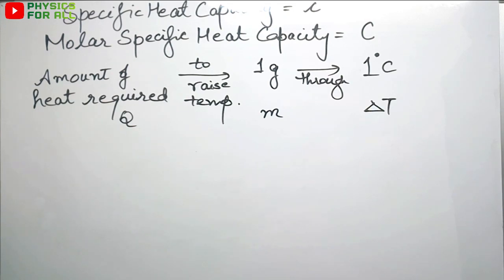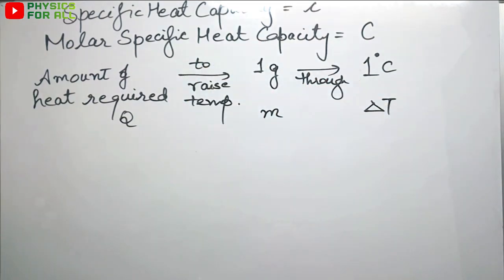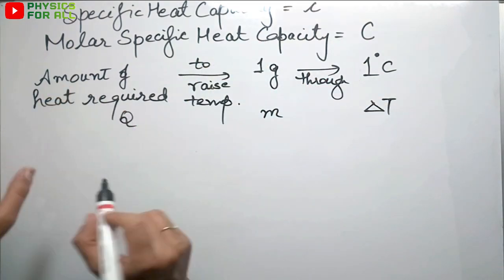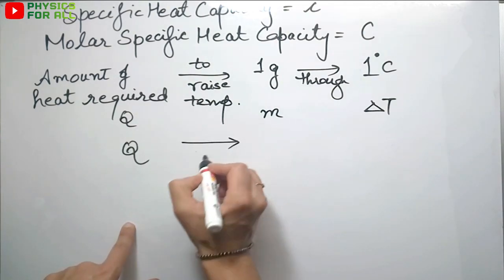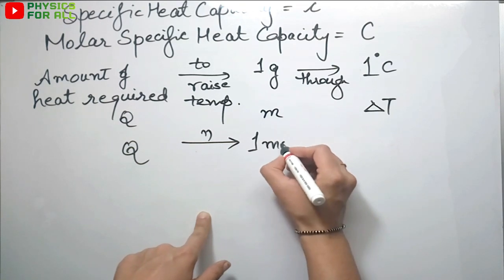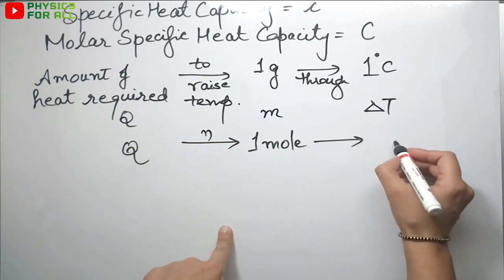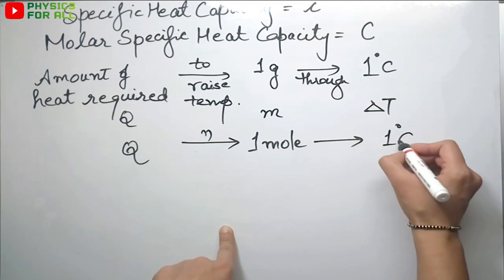Now how is molar specific heat capacity different from specific heat capacity? I'm again going to say the definition. The molar specific heat capacity of a substance is defined as the amount of heat required to raise the temperature of 1 mole of substance through 1 degree Celsius.